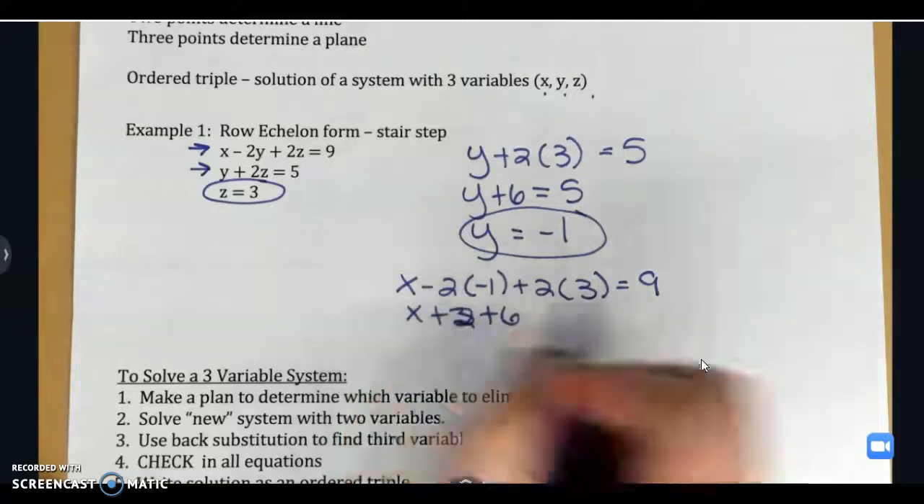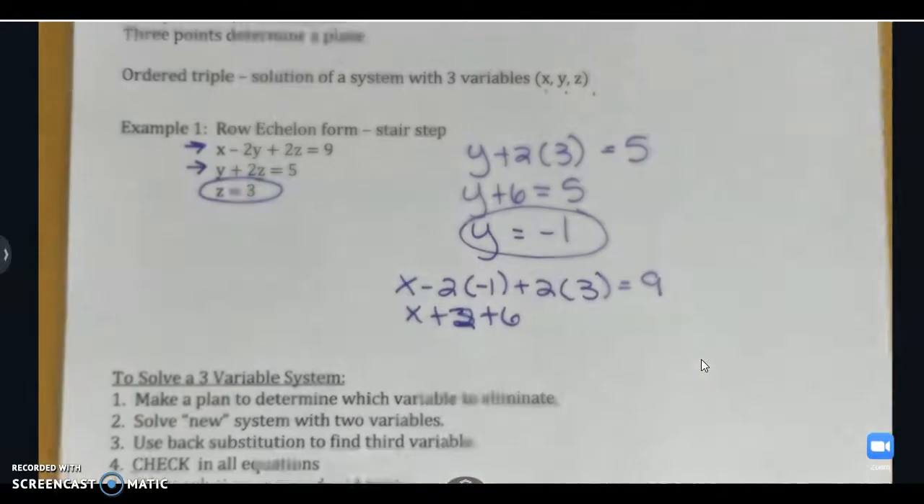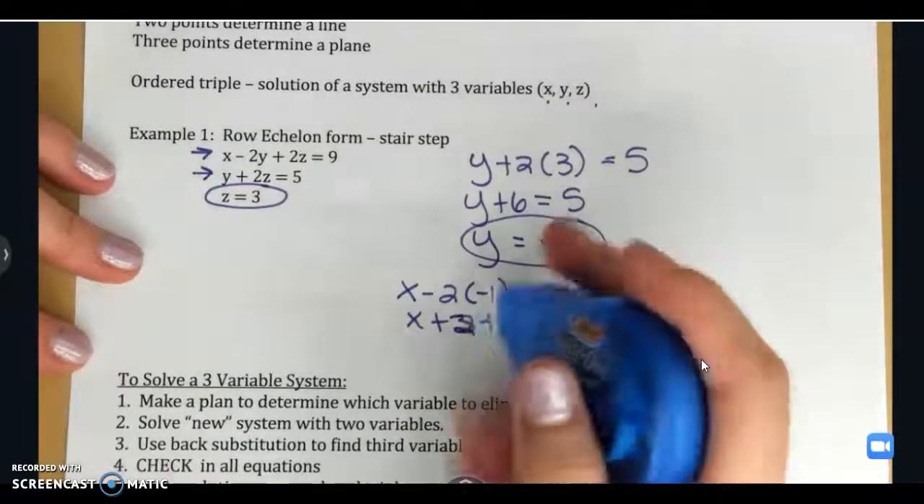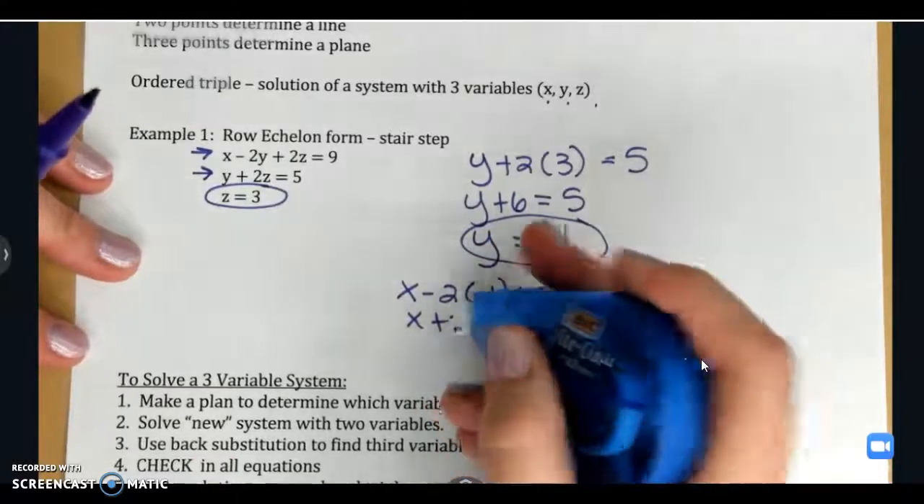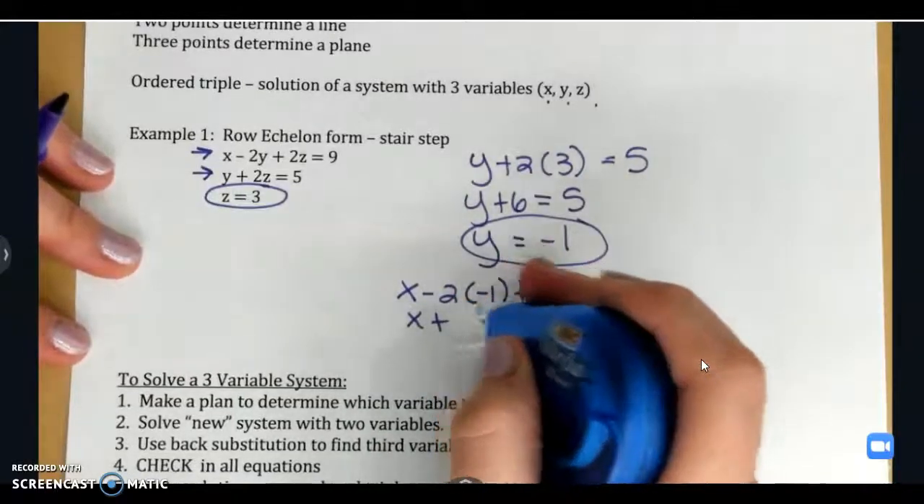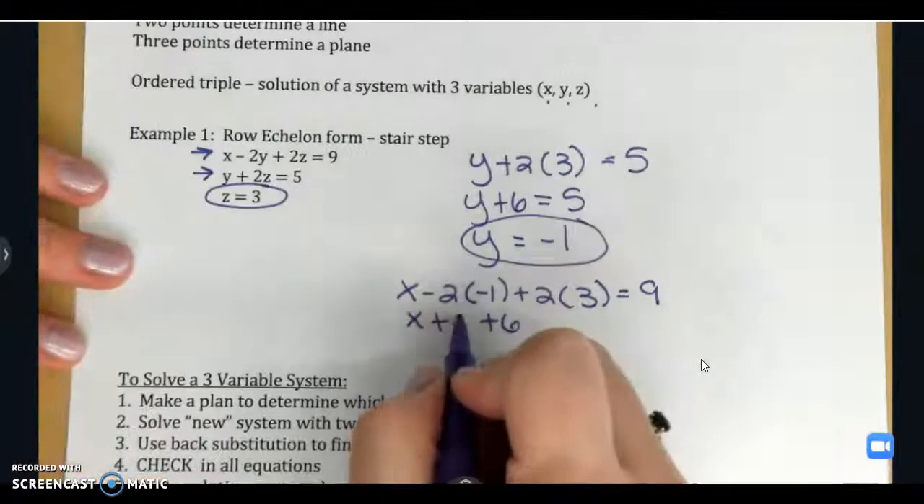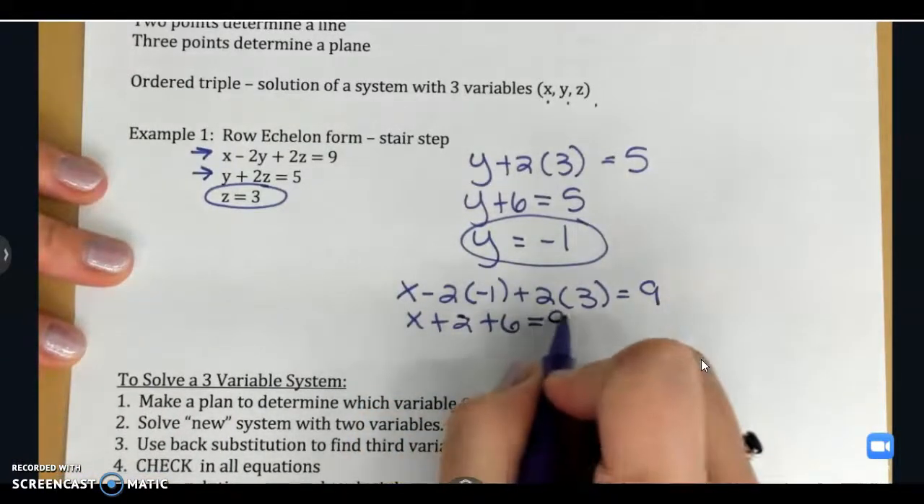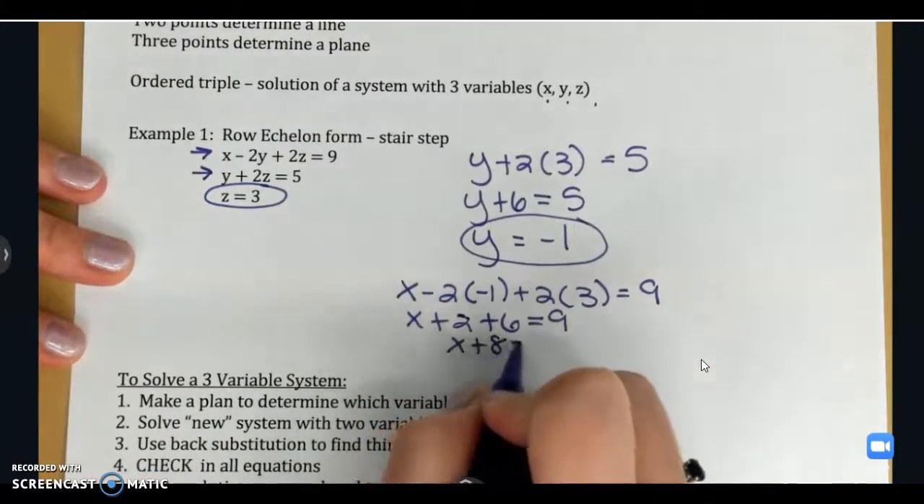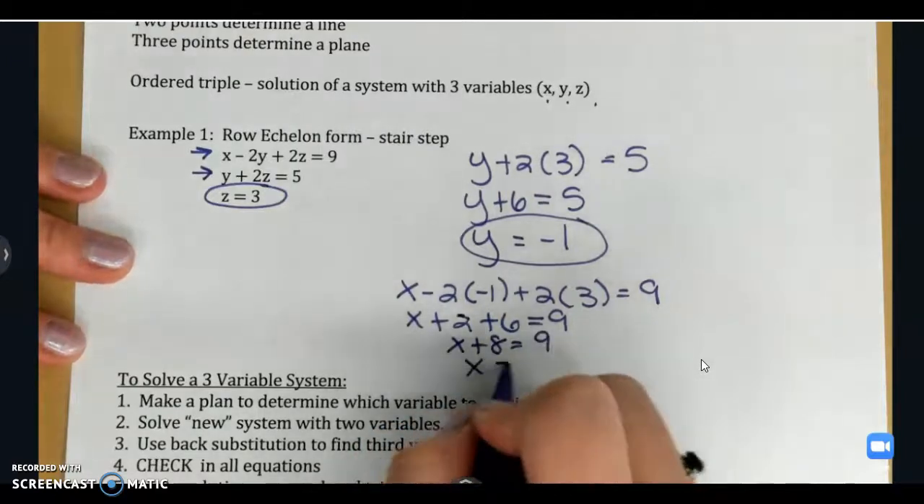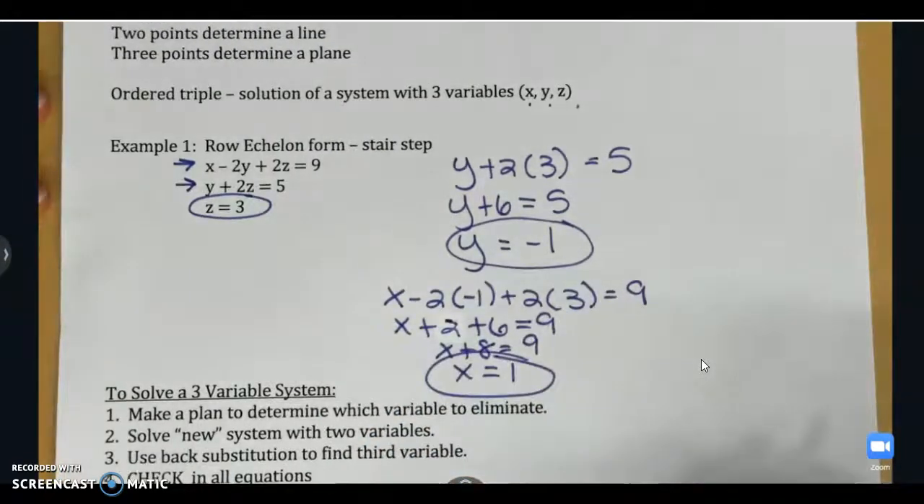Sorry, that should be a 2, not a 3. Got a little overexcited there. -2 times -1 is +2. So x plus 8 equals 9, and we get that x is +1.